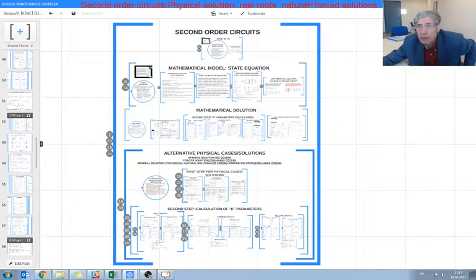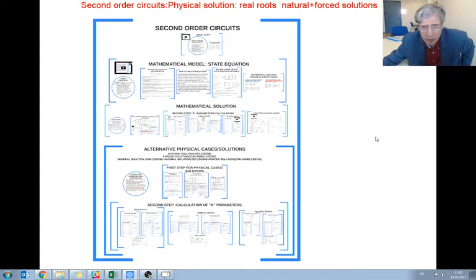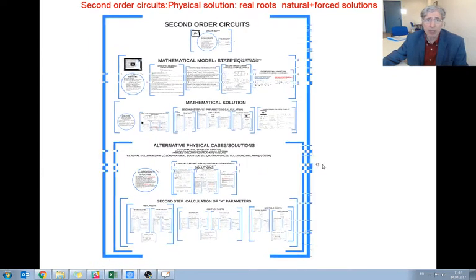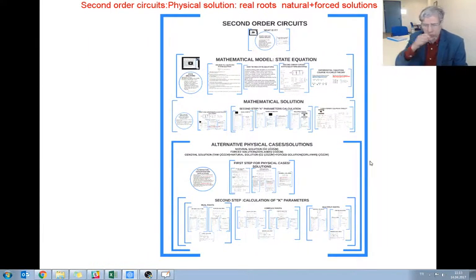Let's remind what we have done and what we'll be doing. We are analyzing the second order circuits. We found the mathematical model and the mathematical solution, as we have done in the analysis in the differential equation course. And then we said there is an alternative to this, the physical cases.